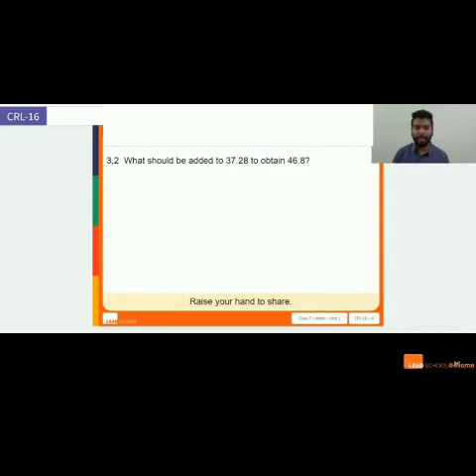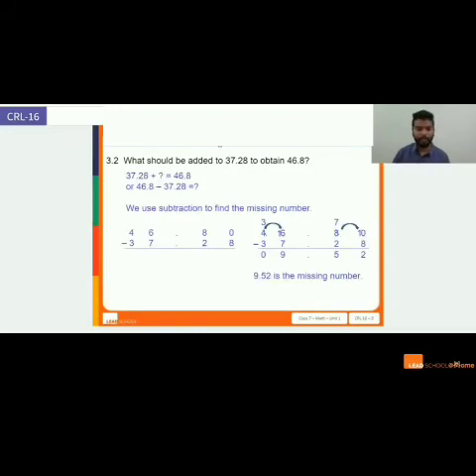Let us check our answers. Alright. So when I look at the mathematical statement, it looks like when I add some number to 37.28, I'm supposed to get 46.8, which means 46.8 minus 37.28 will be the missing quantity.